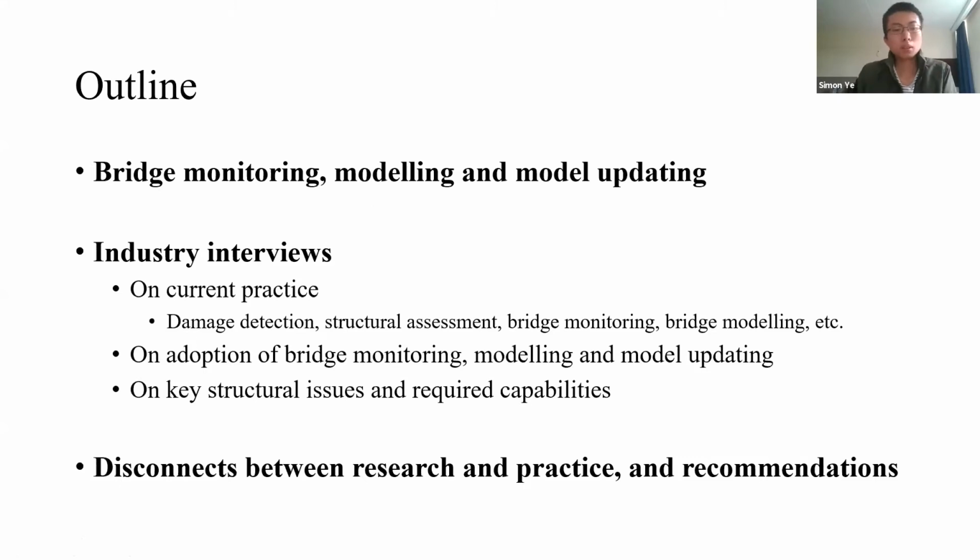So the outline of this talk: I will first give some more background knowledge and the state-of-the-art review on bridge monitoring, modeling, and model updating research. And then I will present the findings of the industry interviews. That includes what is the current practice on damage detection, structural assessment, bridge monitoring, and bridge modeling. What are the industry's views on adopting bridge monitoring, modeling, and model updating in practice? What are the key structural issues that could keep them awake at night, and what are the key required capabilities by the bridge practitioners? And finally, I will summarize the findings and present some recommendations, which are basically addressing any of the issues raised in the interviews.